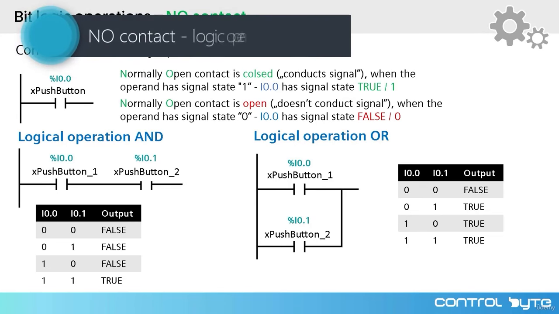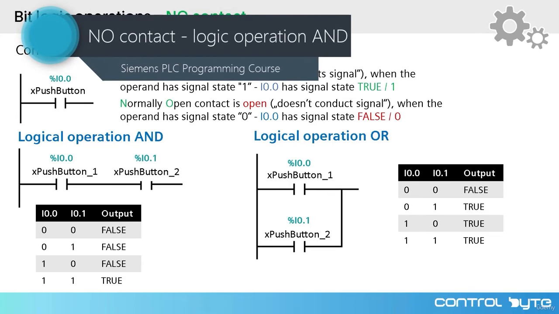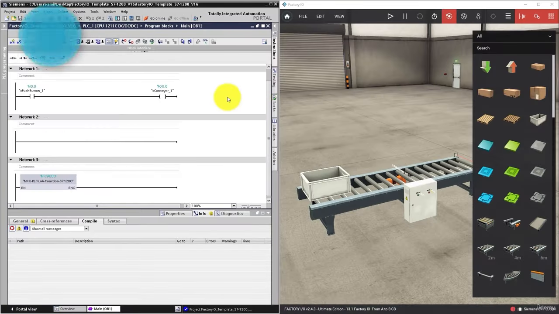Welcome to the next section of this PLC programming course. In this section, we will talk about bit logic operations. Beneath this video, you have 2 attachments, the template of the TIA project and the Factory I/O scene. You can download the files and start working with me, or you can continue working on your project from the previous lesson.